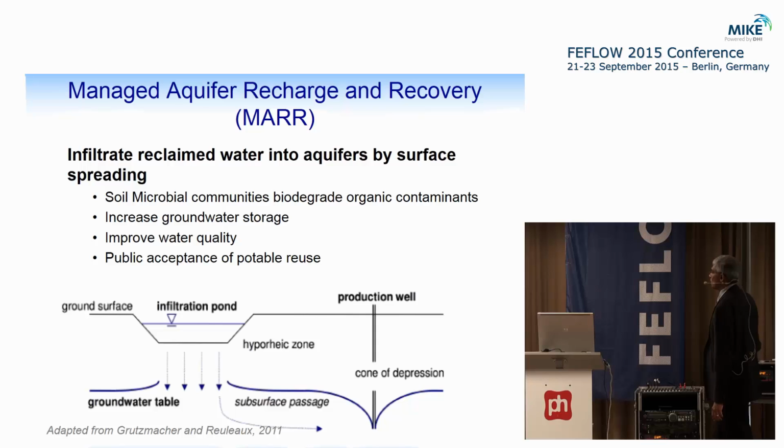So once the water is here, then the water gets treated. So you have this infiltration bed, let the water infiltrate, and then you try to produce the water here. So how do I manage this system?